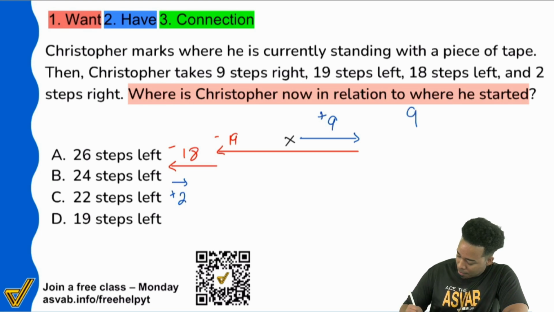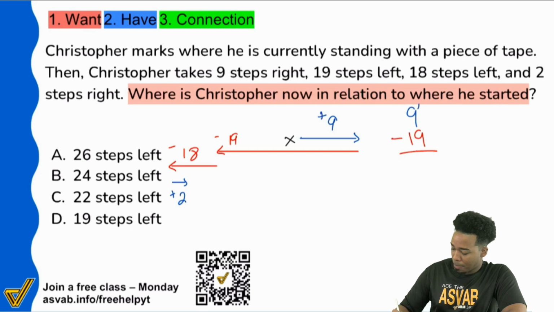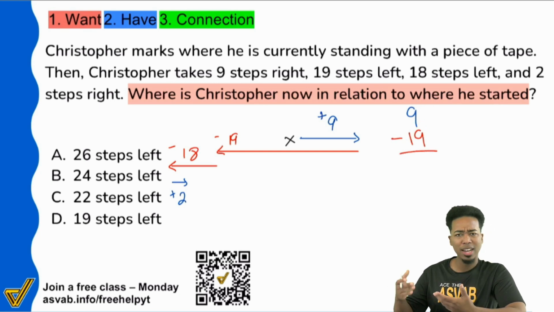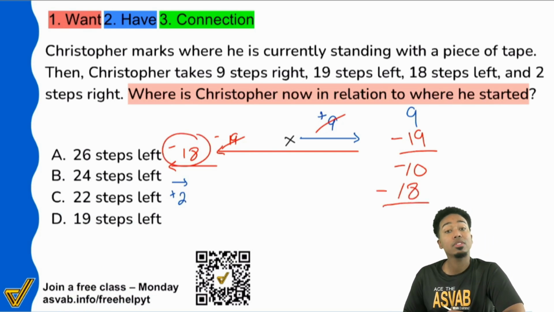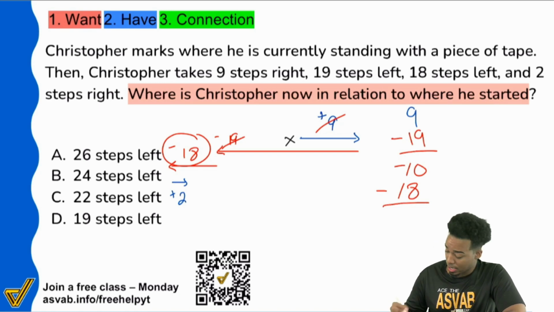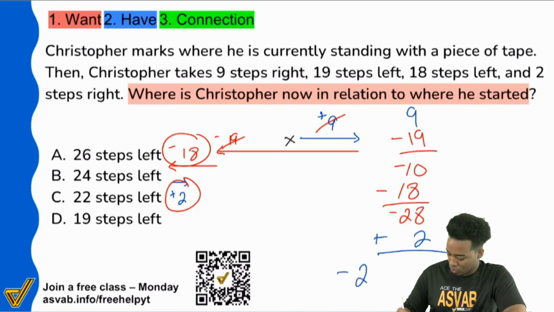Again, we have 9, then we have minus 19. If we take away 19 from 9, that's going to be negative 10. You have to know how to deal with positives and negatives. Here, a positive, taking away a bigger number, just subtract them. 19 minus 9 is 10, but it'll end up being negative 10. So we took care of this and this. Now we have negative 18. So I'll subtract 18. Negative 10 minus 18 ends up being negative 28. And then we have that plus 2 at the end. We add 2 to this, and that ends up being negative 26.